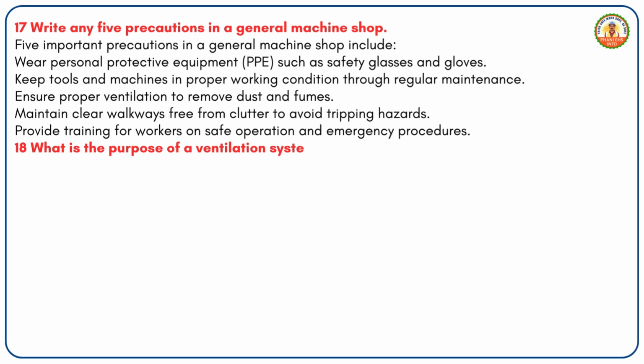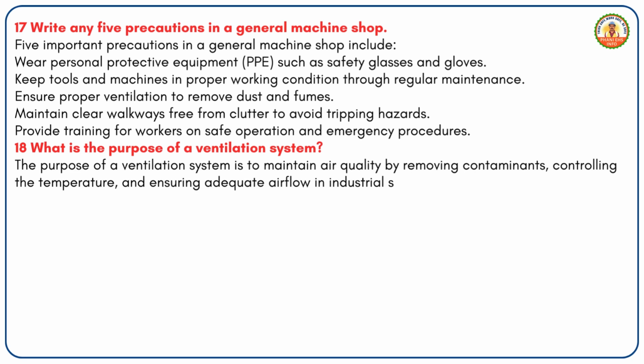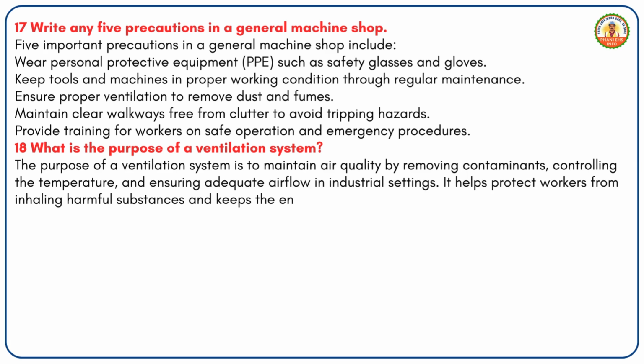18. What is the purpose of a ventilation system? The purpose of a ventilation system is to maintain air quality by removing contaminants, controlling the temperature, and ensuring adequate airflow in industrial settings. It helps protect workers from inhaling harmful substances and keeps the environment comfortable.